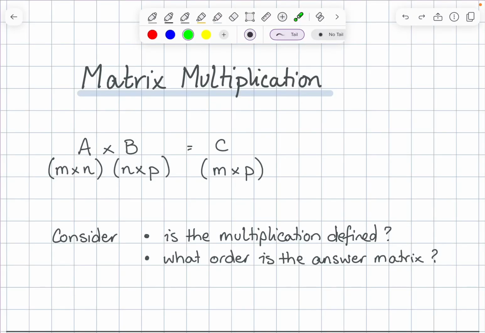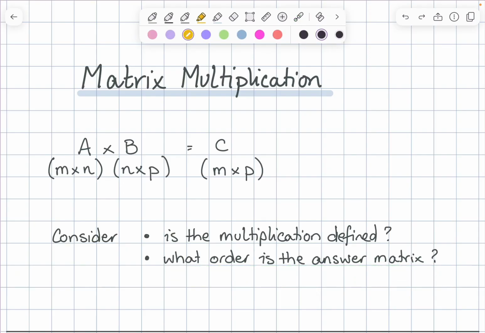When we're multiplying matrices, there's a few things we need to consider first. The first thing is: is the multiplication defined? Are we allowed to multiply these two matrices? The second thing is, what is the answer matrix? What does it look like? What is the order of it? So let's have a look at how to do that.